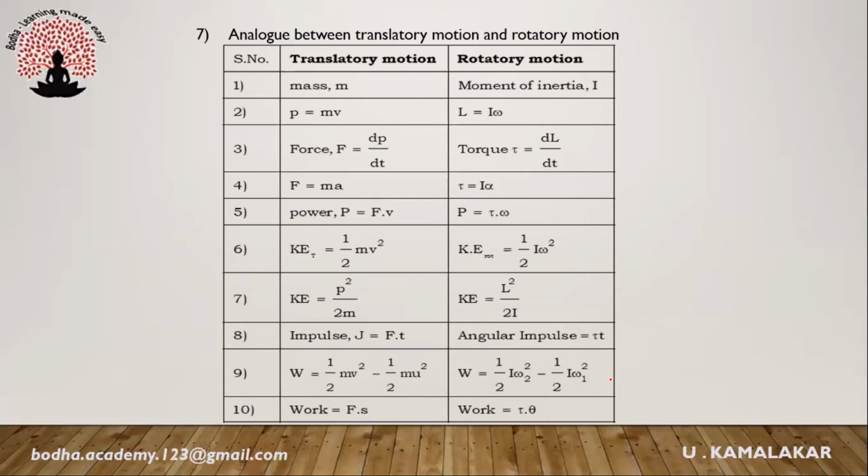In translatory motion, work energy theorem is given as work W = ½mv² − ½mu². In rotatory motion, work done is given as ½Iω₂² − ½Iω₁², where ω₁ is initial angular velocity, ω₂ is final angular velocity. In translatory motion, work done is given as product of force and displacement. In rotatory motion, work done is given as product of torque and angular displacement.